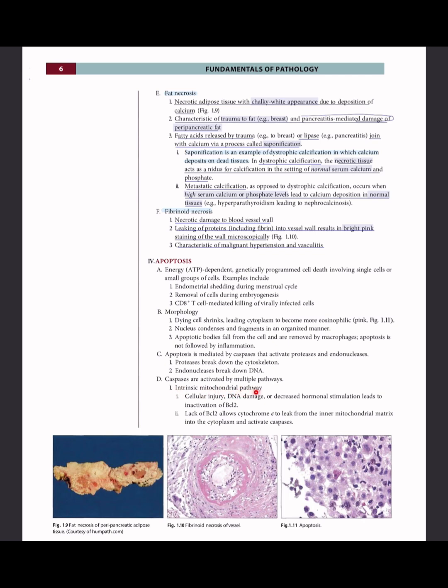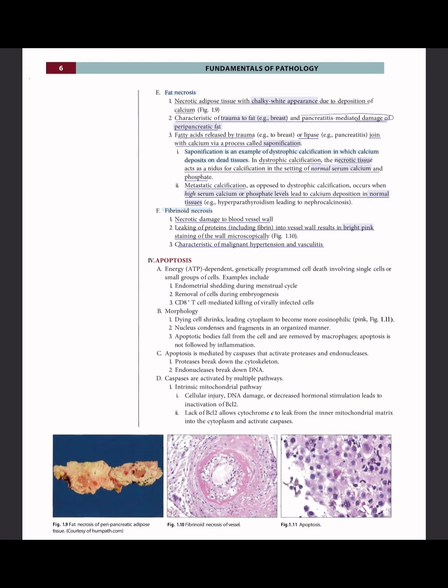Intrinsic mitochondrial pathway. Cellular injury, DNA damage, or decreased hormonal stimulation leads to inactivation of BCL2, which is B-cell lymphoma 2. Lack of BCL2 allows cytochrome c to leak from the inner mitochondrial matrix into the cytoplasm and activate caspases.